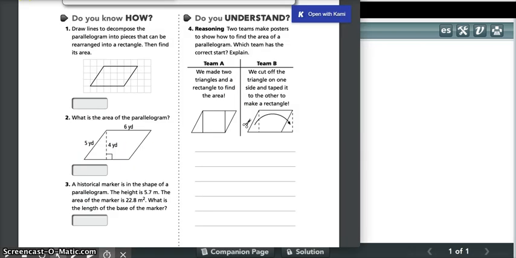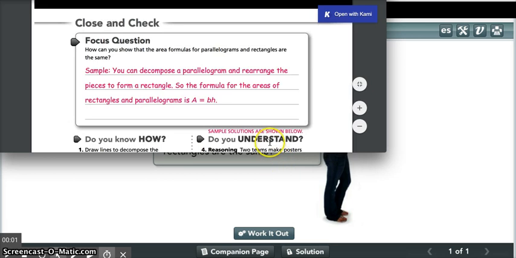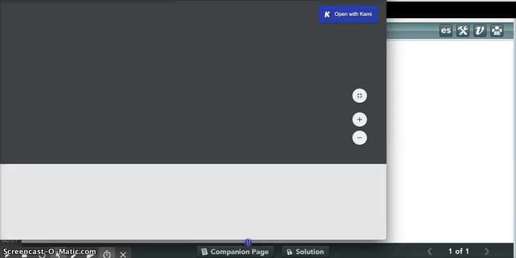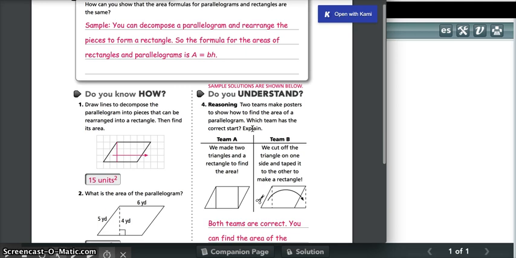And now it's time for your closing check. So complete questions 1 through 4, and then come on back for the answers. All right, hopefully you were able to complete those questions. Let's go ahead and take a peek at those answers. And then make sure you pause the video where you need to so that you can keep checking your work after the video is over.